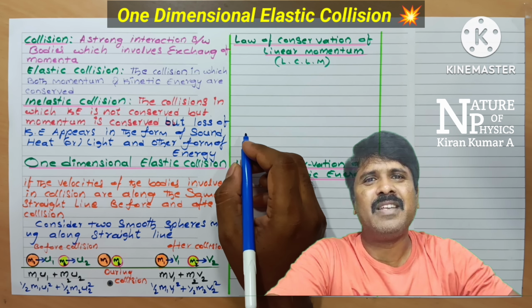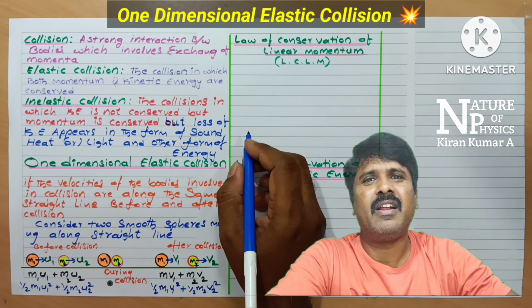Today's topic is collision: elastic and inelastic collision, and one-dimensional elastic collision, with the final velocities of the first body and second body. I will explain clearly, step by step.